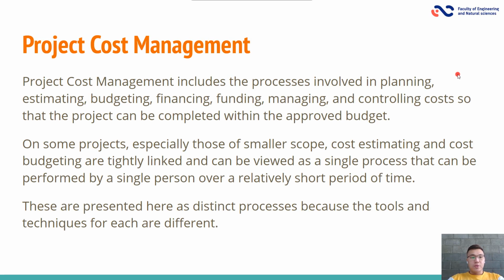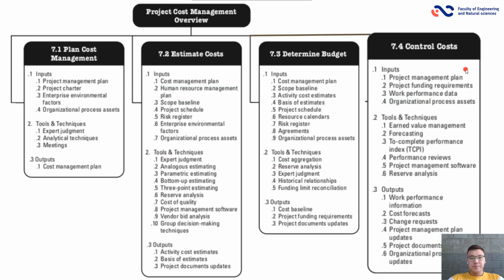Project cost management includes the processes involved in planning, estimating, budgeting, financing, funding, managing, and controlling costs so that the project can be completed within the approved budget. On some projects, especially those of smaller scope, cost estimating and cost budgeting are tightly linked and can be viewed as a single process that can be performed by a single person over a relatively short period of time. These are presented here as distinct processes because the tools and techniques for each are different.